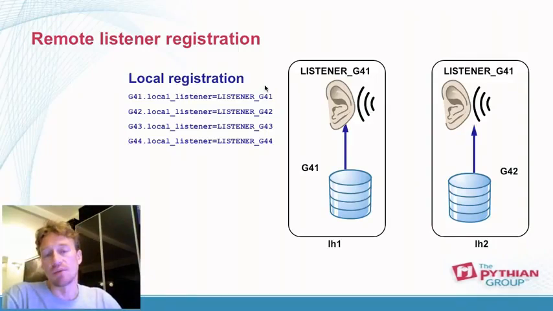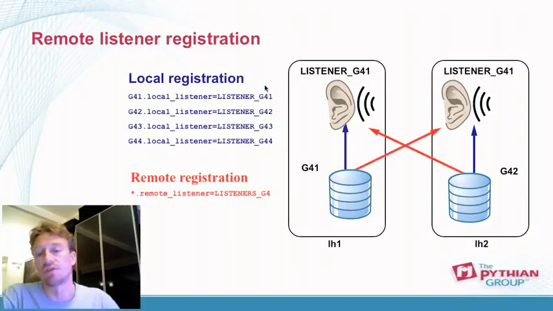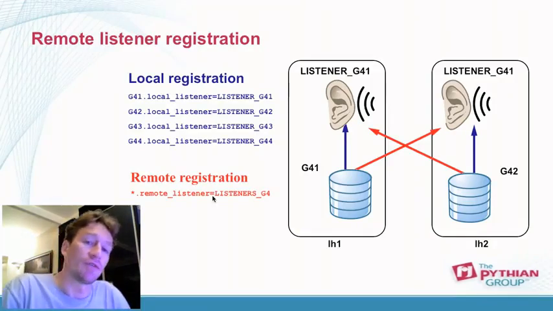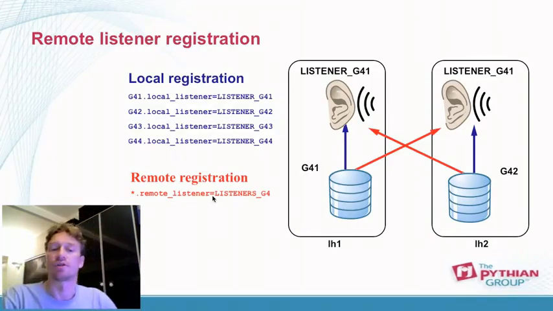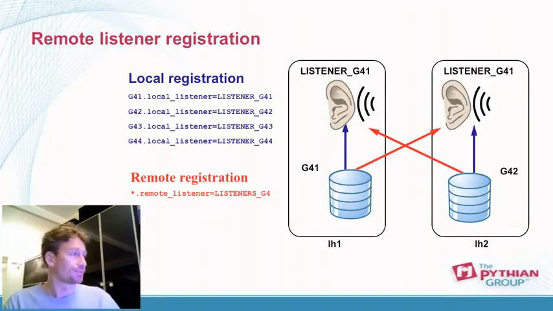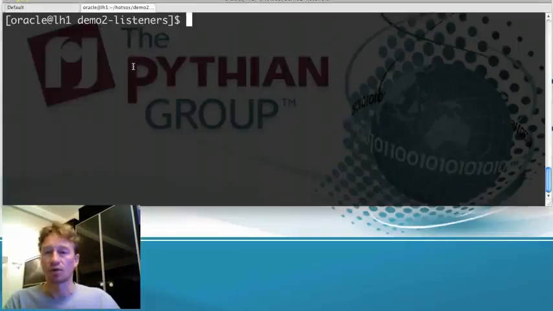At the same time, the instance will send information about services and their attributes to the remote listeners, and there is a remote_listener parameter which defines the connection descriptor and the list of the remote listeners that the instance should be registered with. So let's look at a quick example of how it's working.